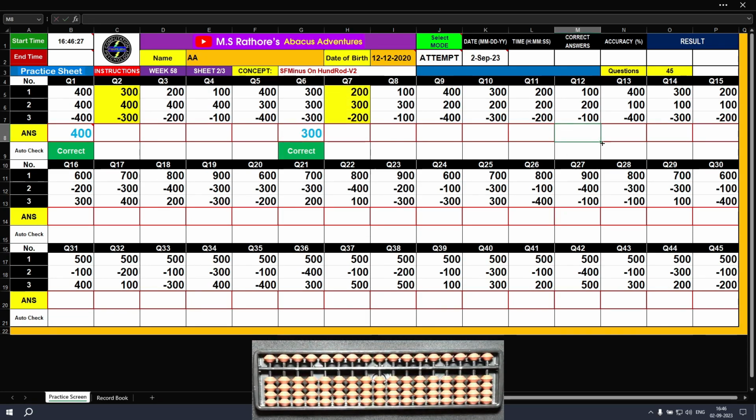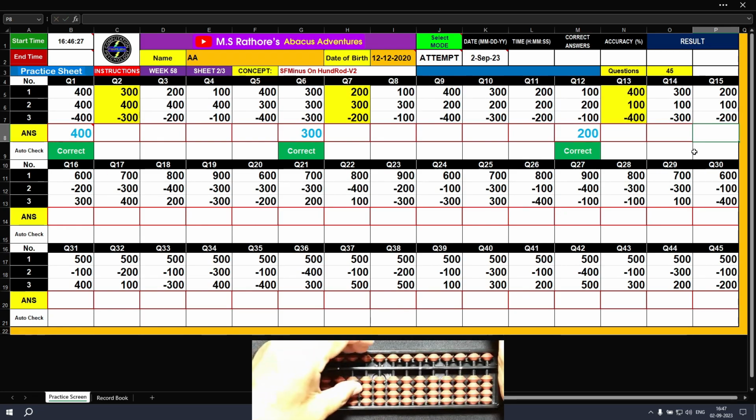Question number 12. Plus 100. The answer is 100. Plus 200. The answer is 300. Minus 100. The answer is 200. No formula here. Question number 15. Plus 200. The answer is 200. Plus 100. It's 300 now. Minus 200. The answer is 100. No formula here.